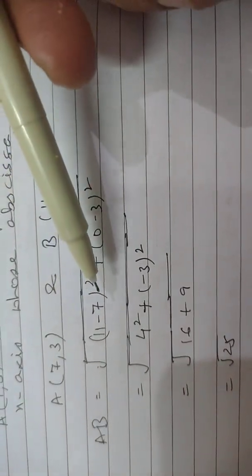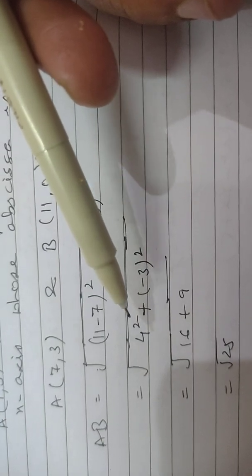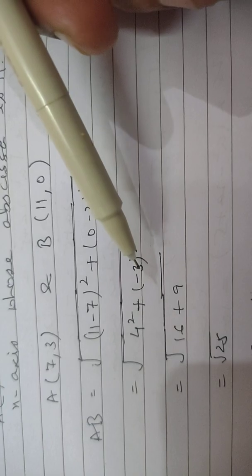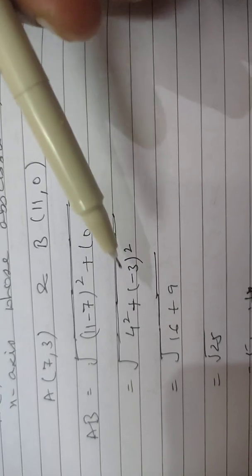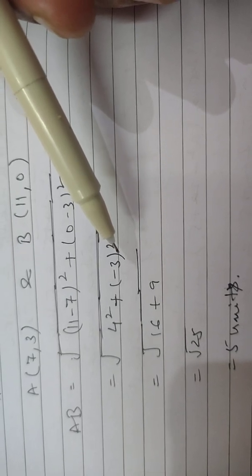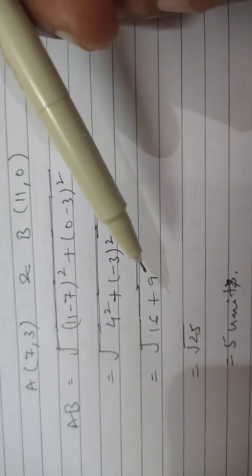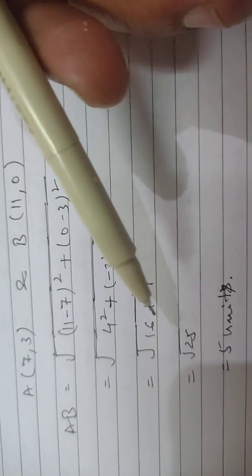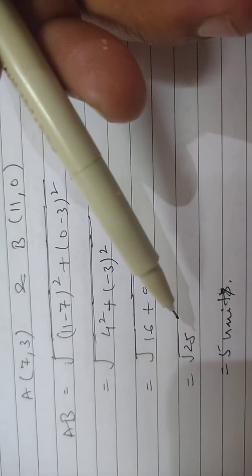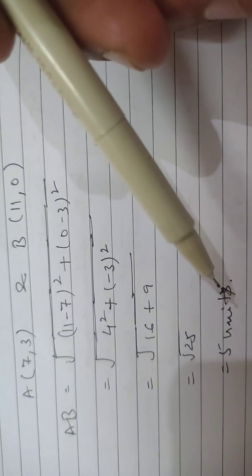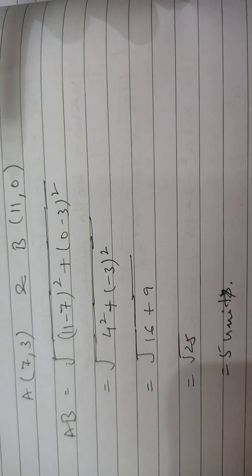As you know, 11 minus 7 is actually 4 and it will be 4 square under the root sign, plus 0 minus 3 is actually going to give us minus 3 and that will be minus 3 whole square. Now 4 square is equal to 16 and minus 3 square, because it is a negative quantity, its square is going to give us plus 9. Then under the root sign it will be 16 plus 9 is equal to 25. So therefore root 25 will be how much? That will be equal to 5 units. That means the distance between these 2 points is 5 units.